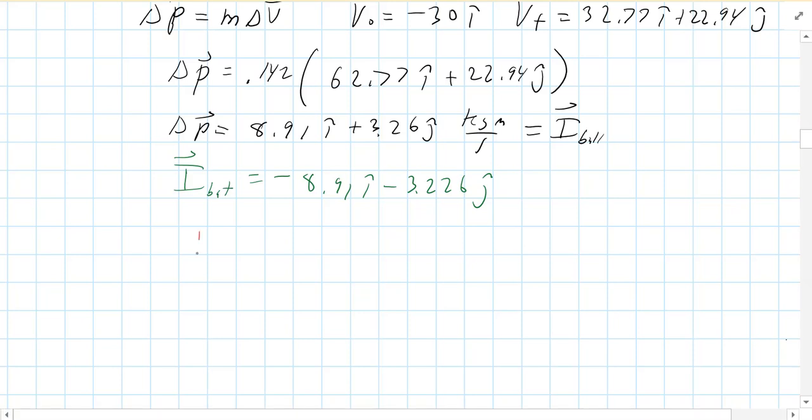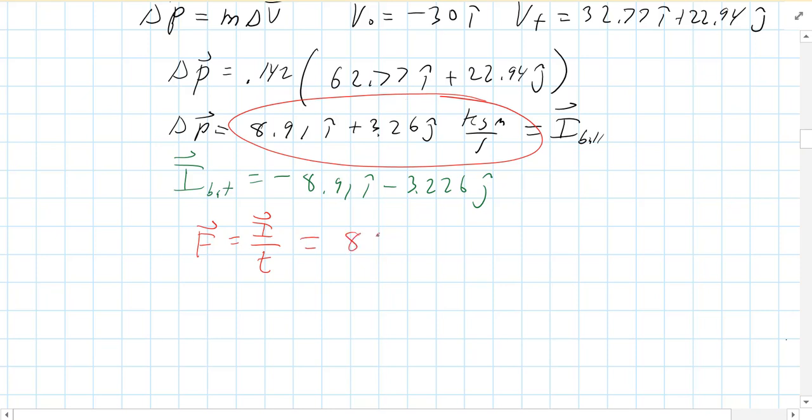So force is impulse divided by time. Now, we're assuming the force is constant throughout this collision. It turns out it's not really constant, but let's pretend it is. So all I got to do is take this and divide it by 0.001. So all I got to do is move my decimals 3 to the left. So it's going to be 8,910 I hat plus 3,260 J hat newtons.